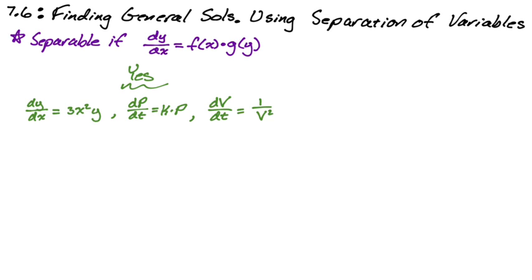Things that are not separable, that you will still run into, you're just not expected to solve them, are basically things that have addition and subtraction between variables. So dy/dx equals x squared plus y, not separable. dp/dt is equal to p minus 2t, not separable. It doesn't mean you can't find the second derivative and use the second derivative test to determine if there's a maximum or a minimum.